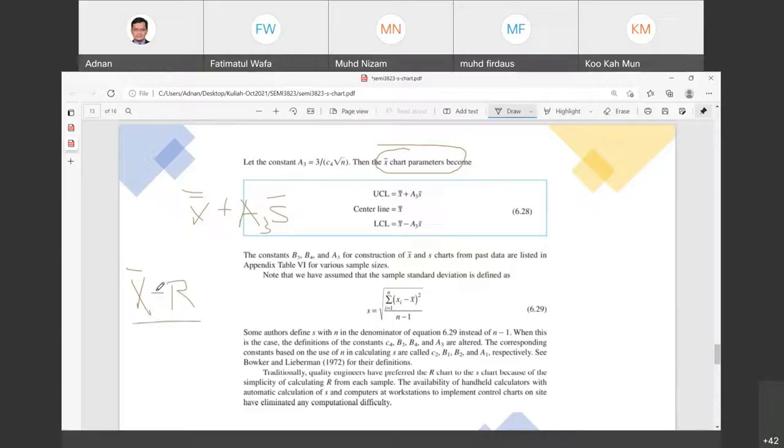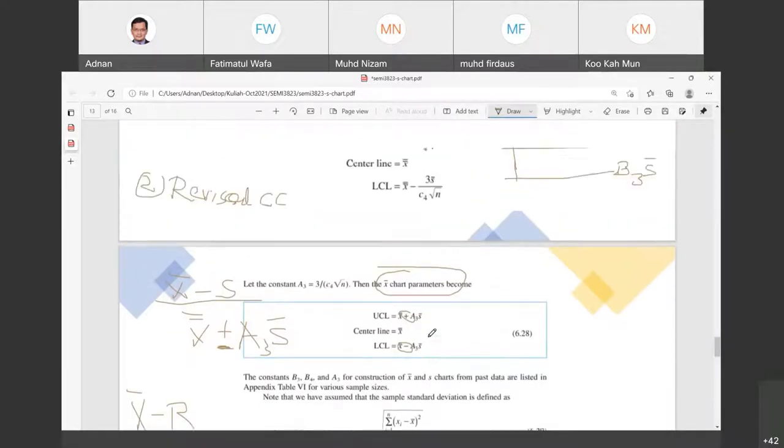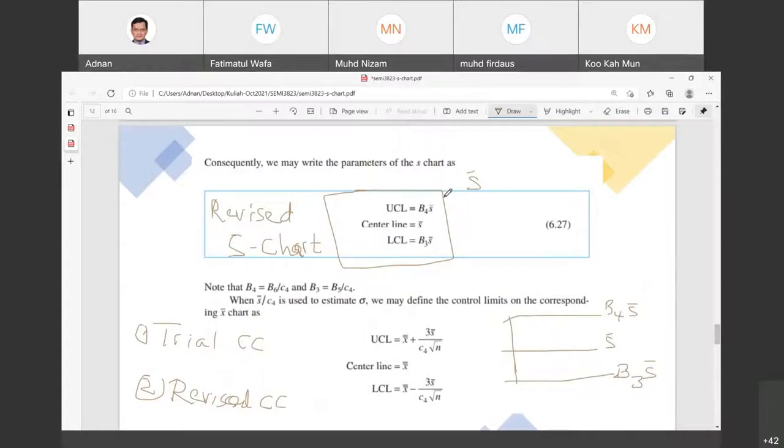So the upper control limit is X double bar plus A3 S bar. Previously in the X bar and R chart, what we used was X bar plus A2 R bar. But this is the S chart, the case of X and S. The bottom part is minus; the difference is only this minus, and this one is positive. Same thing here, plus minus. So this is A3, and this is A2 for the case of the R chart. For the S chart, we already have it here: B4 S bar, B3 S bar.